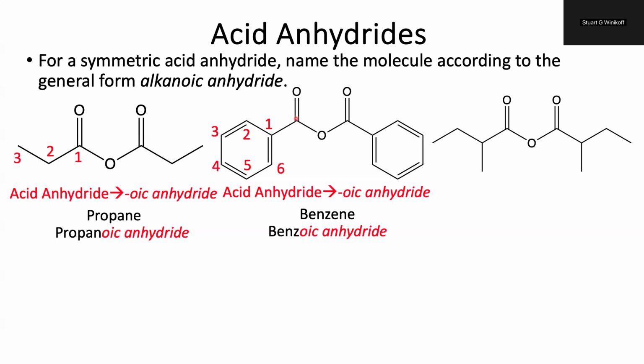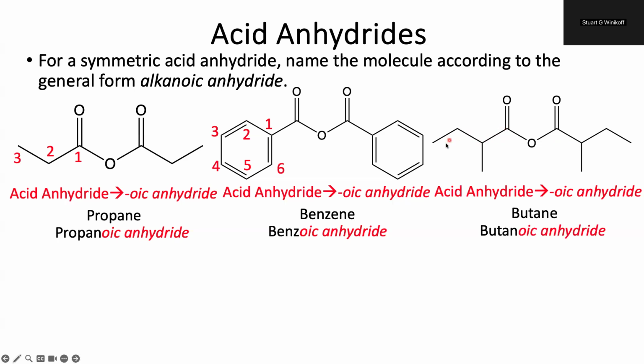Now, this brings us to our last species, a nice branched alkane. So again, still an acid anhydride, still going to be oic anhydride, still symmetric. In this case, we have a 4-carbon chain as our principal chain, 1, 2, 3, 4. So I have a butanoic anhydride. Now numbering this, here's our main chain, and now we have to name that methyl group. So it's a 2-methyl butanoic anhydride. And note, we only have 1 name before that anhydride because it's the identical substituent on both halves.